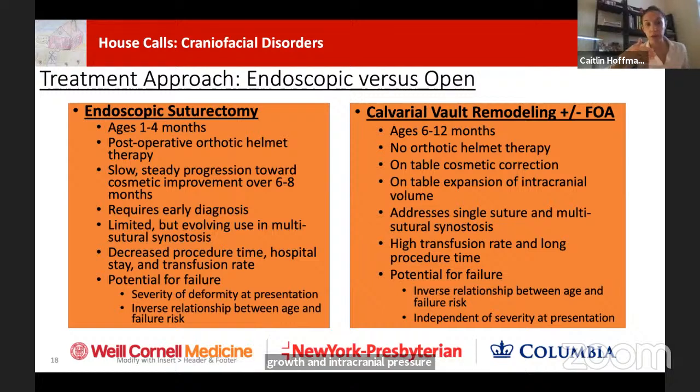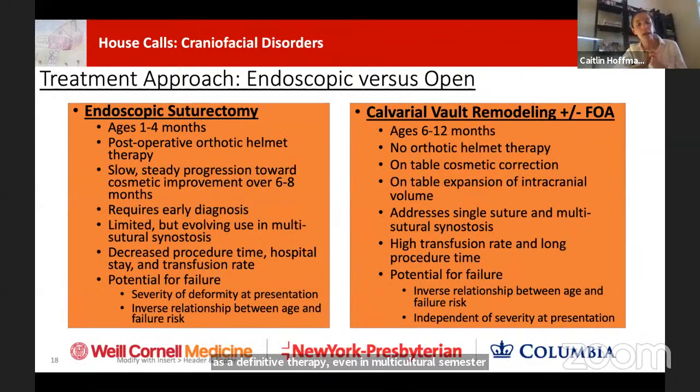Therefore, this requires a very early diagnosis. It is also typically, and historically has been, limited to use only in single suture synostosis. However, we are starting to now utilize this technique in some multi-sutural synostosis patients, meaning that in some patients that have more than one suture closed at a time, we are starting to use this upfront to decrease their overall deformity and to make the overall outcome of their cranial vault at a later age more successful, to decrease the cognitive and developmental impact on their brain growth while we are waiting for them to mature enough for an open approach. So it can be used in a staged method, or as a definitive therapy, even in multisutural synostosis now.